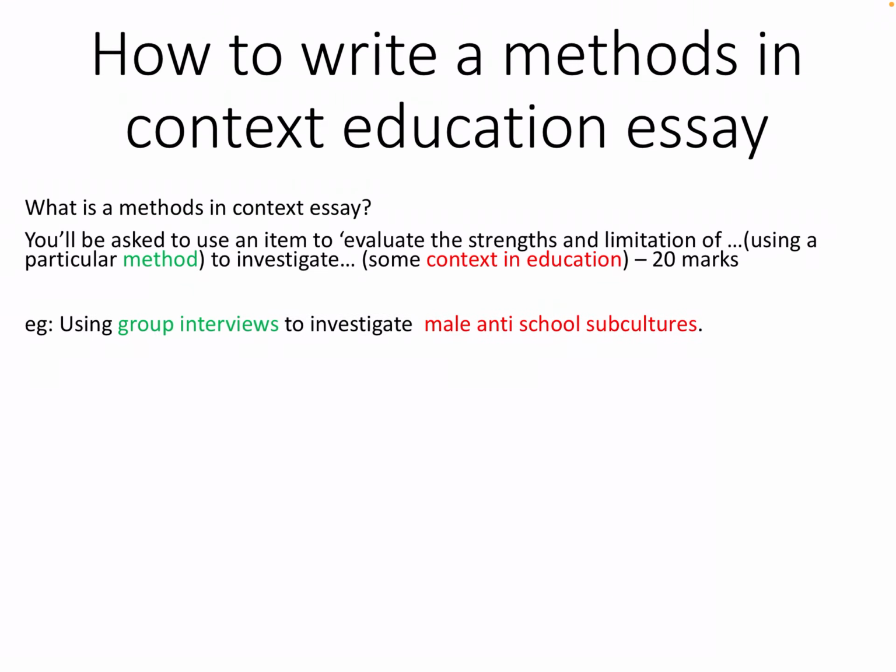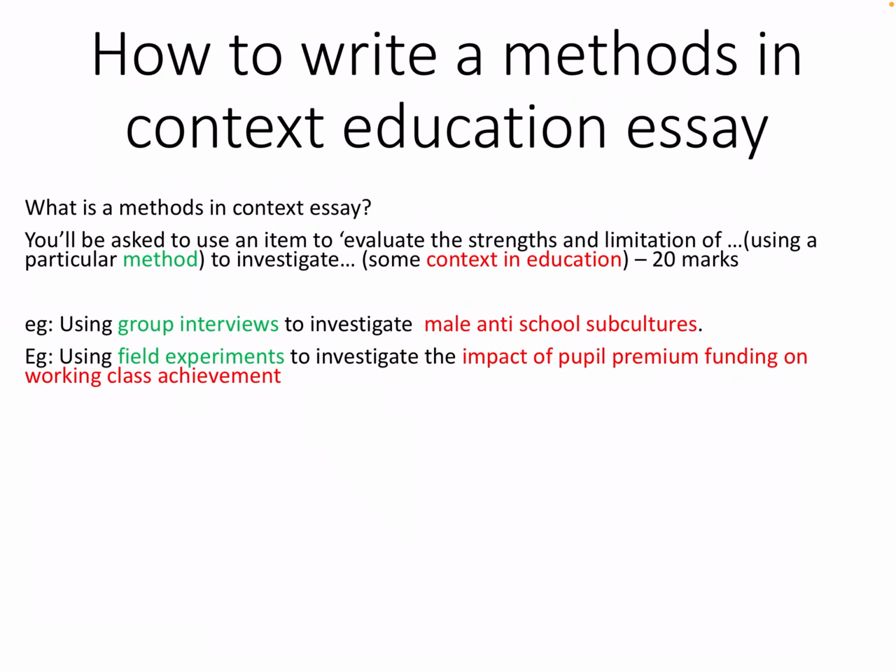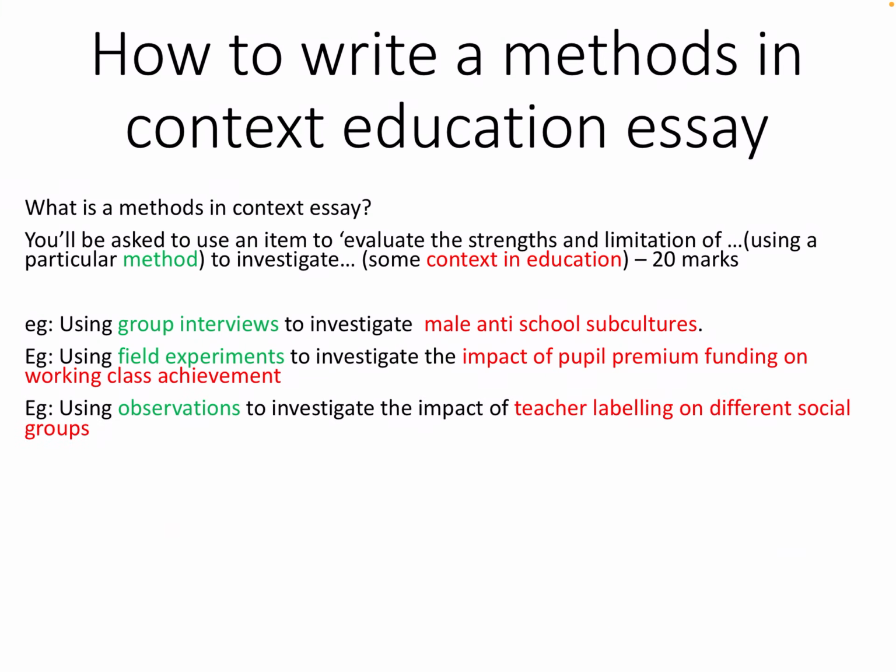So here are some examples of some questions you might get. You will get a question that says, use an item to evaluate the strengths and limitations of using group interviews to investigate male anti-school subcultures, for example, or using field experiments to investigate the impact of pupil premium funding on working class achievement, or using observations to investigate the impact of teacher labelling on different social groups. So the green bit is obviously the research method. The red bit is the context that you have to link your points to, okay?